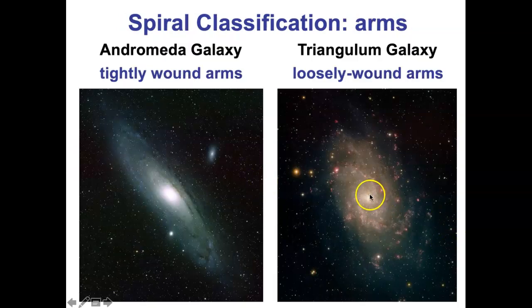Triangulum, I think it's fair to say, is a disk-dominated galaxy. It's not much bulge, it's mostly disk, and since the mass is more spread out, the gravity is not hugging the arms tightly around it, so the arms are allowed to spread out and are held more loosely as they orbit around the center of the galaxy.